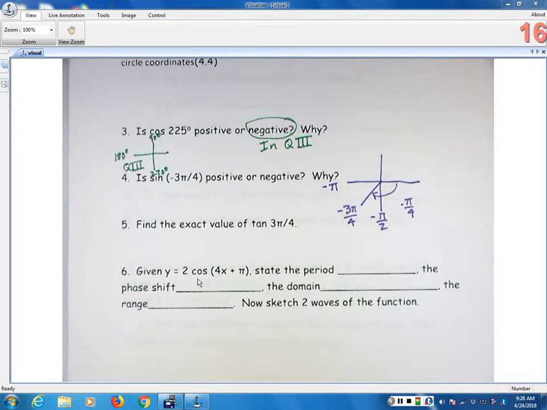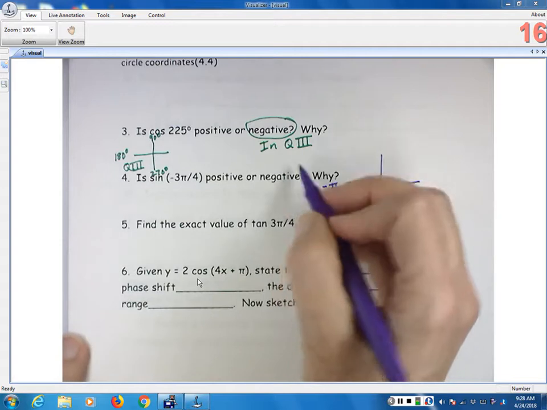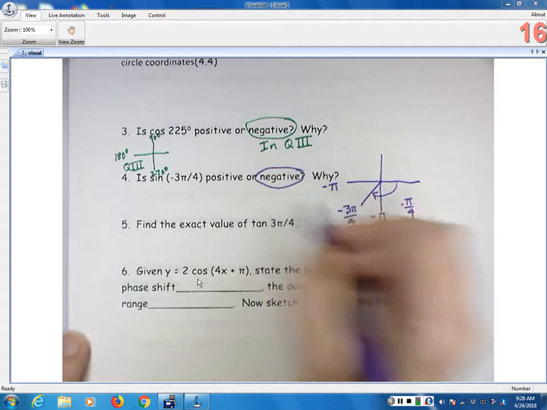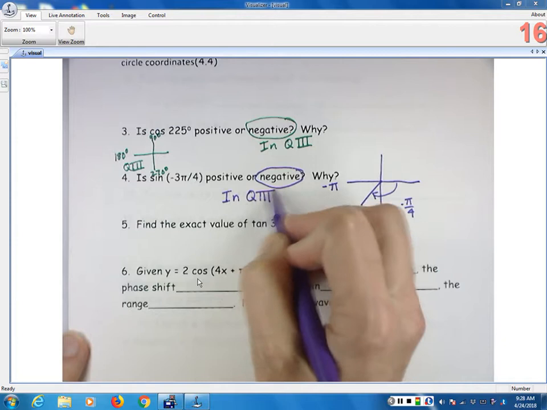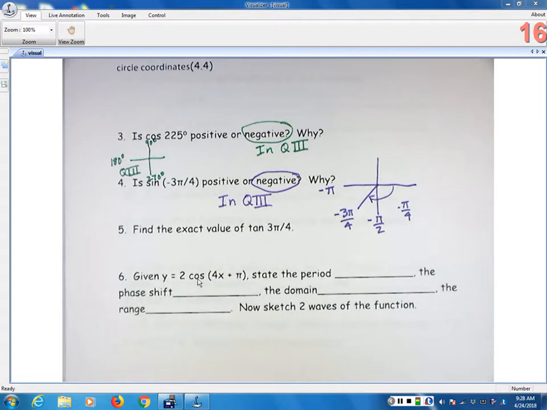Oh, they are, aren't they? Is sine of that positive or negative? Negative, and it's because it's in quadrant 3. And it was the same angle. Those were coterminal angles. Okay.